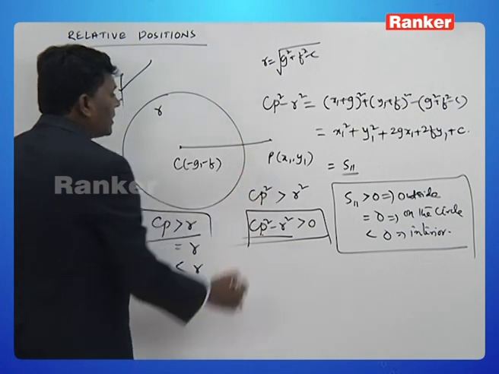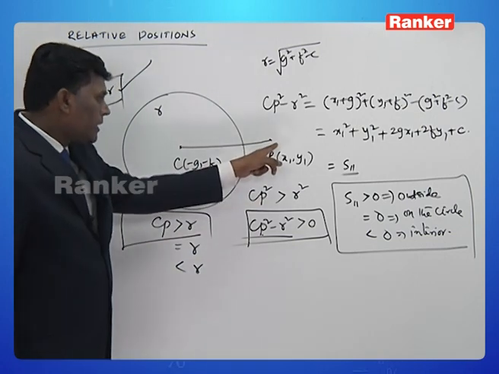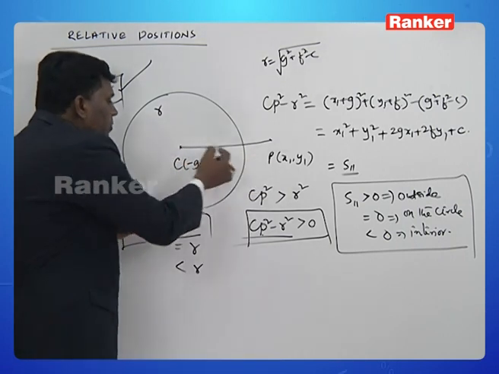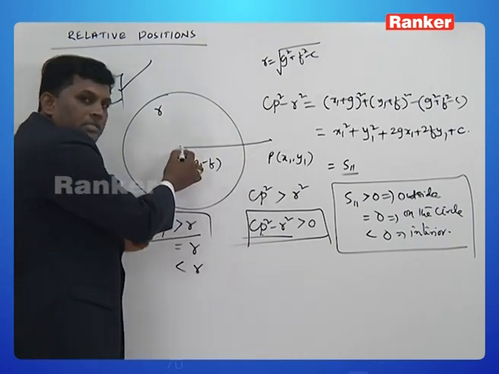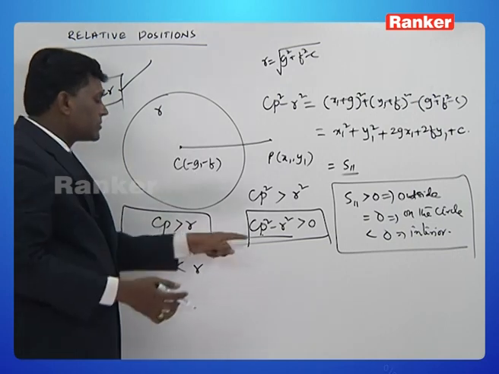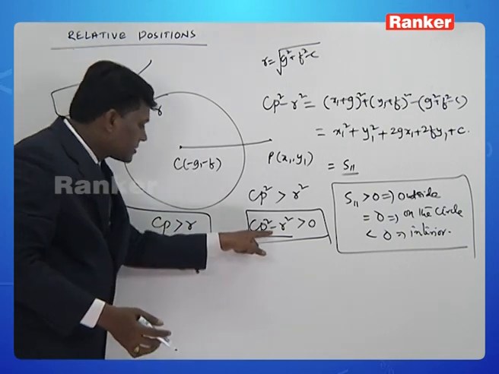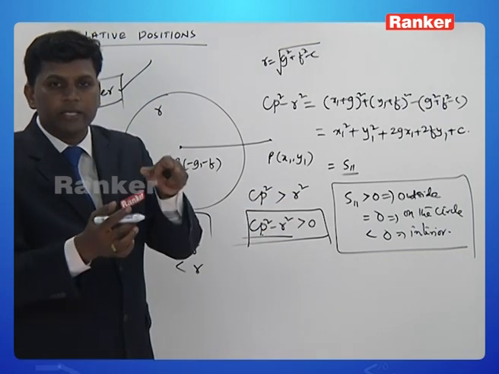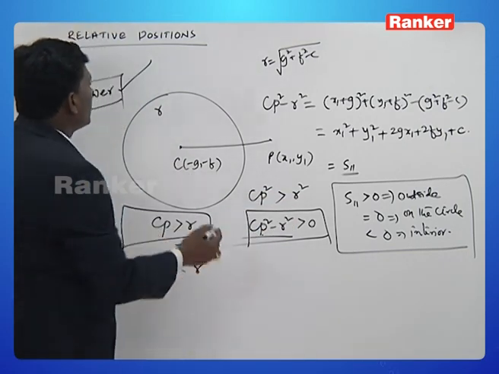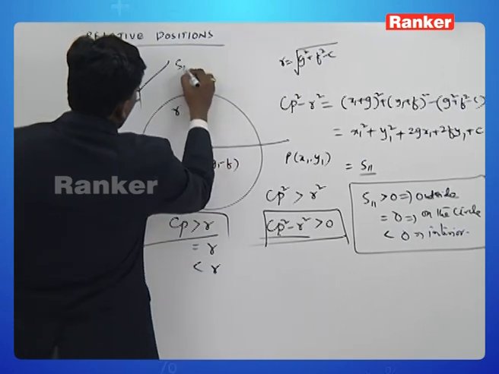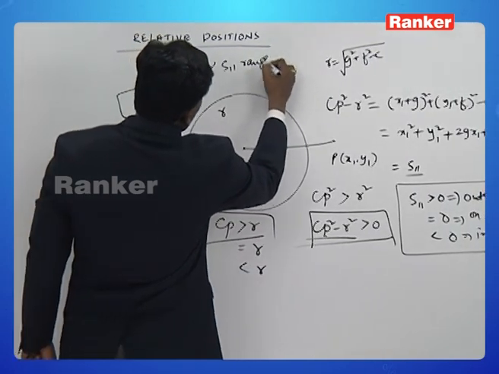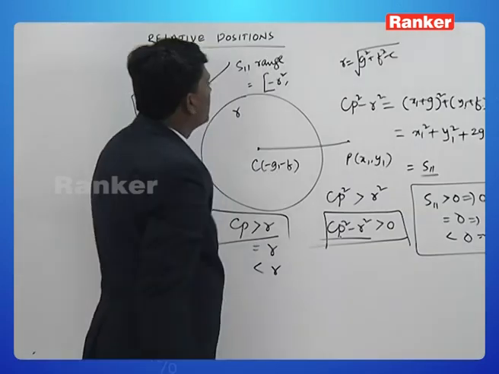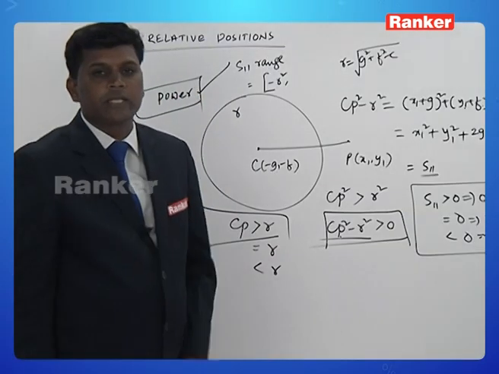In the Cp range, if you analyze, as the point is coming closer to the center, when the point P is coinciding with the center, Cp will take the least distance 0. In that case, 0 minus R square will give you the power in that particular case. That is why here S11 range can be taken as least value is minus R square, which is taken for the center of the circle.